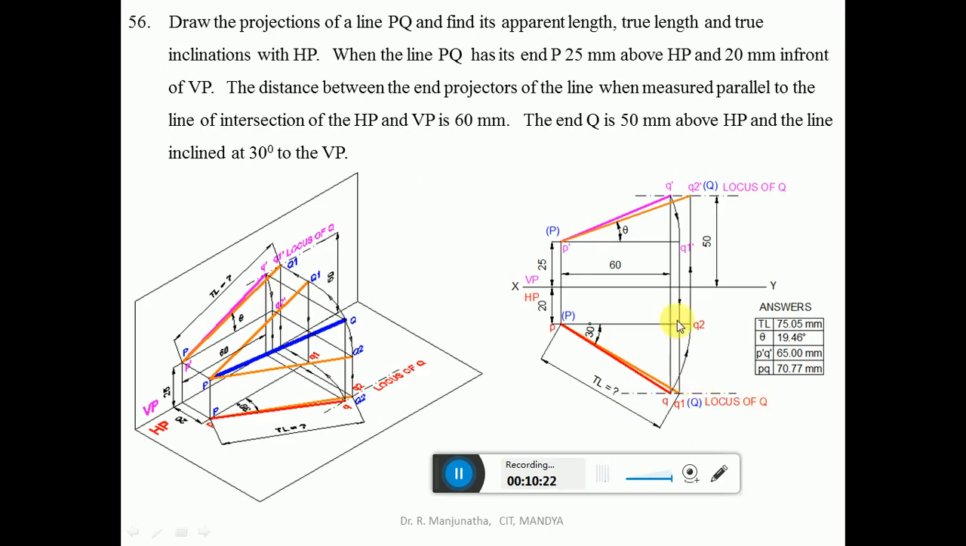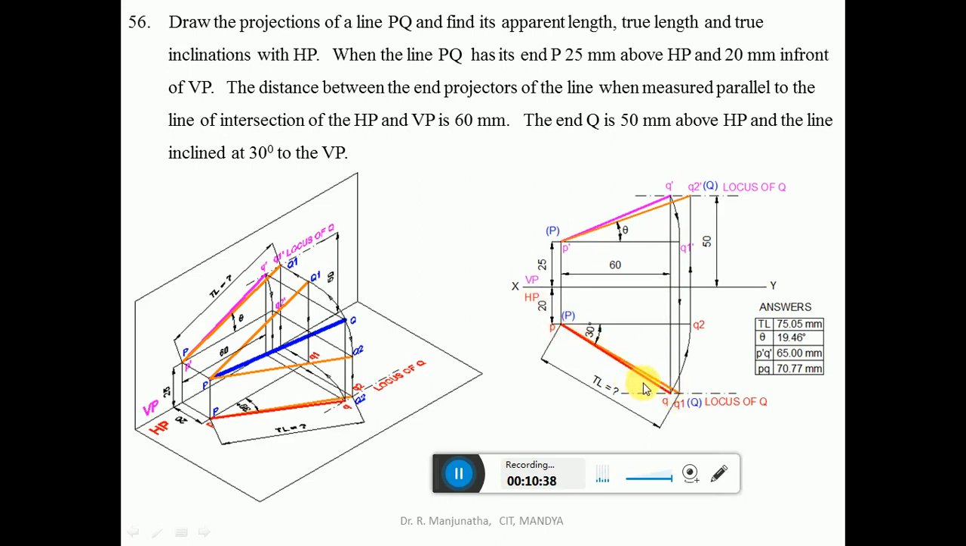Now, since the distance between the end projectors is known, naturally the distance between the end projectors in the top view will cut the locus here. You mark that point as Q and join P and Q with a dark line here. So this will be the top view.